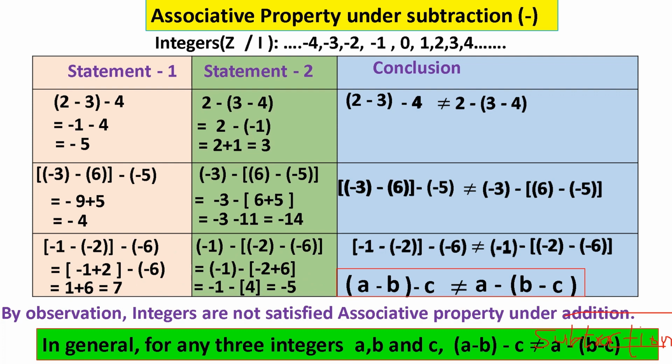Here, in general, for any three integers a, b and c, (a minus b) minus c is not equal to a minus (b minus c). This is known as the associative property under subtraction.